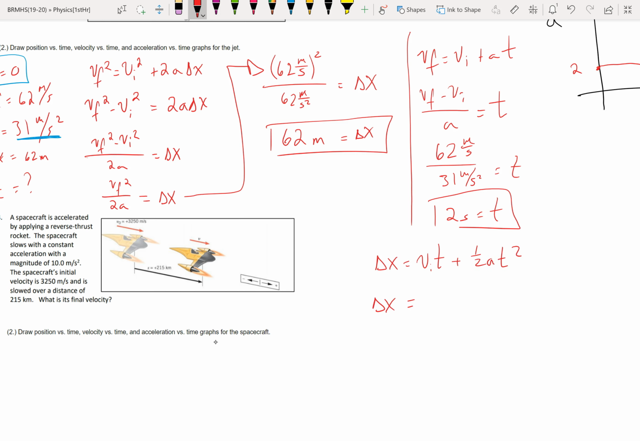Delta x. So I'm checking my work now. If you're wondering why I'm doing this again: v_i is the initial velocity, 0, right? So this is just this.